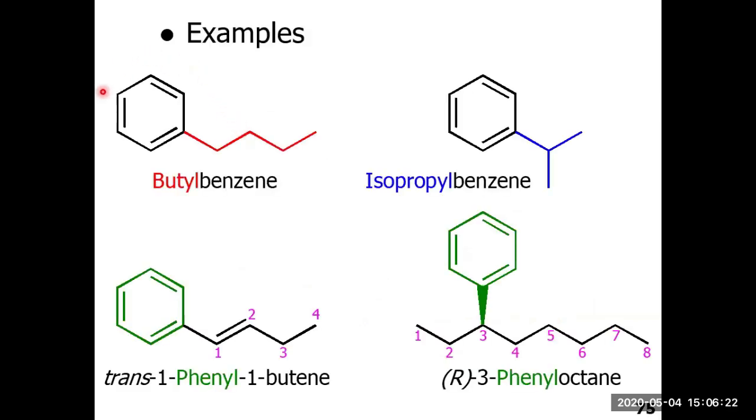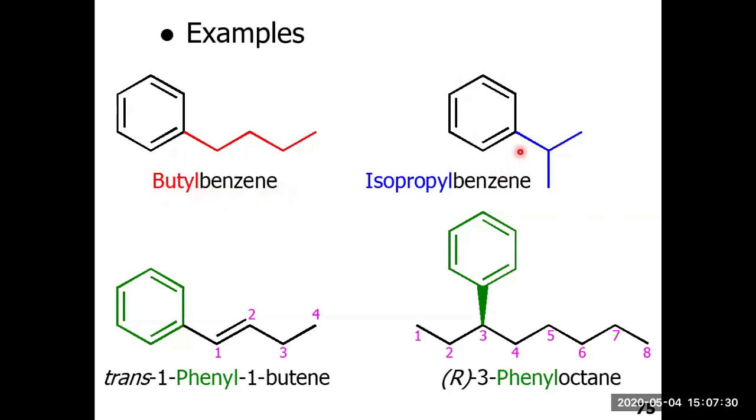All right, so let's consider the first example. So we have here a benzene ring and a substituent that has 4 carbons. And since the ring has more carbons as compared to the substituent, then this molecule is named as an alkyl substituted benzene. Or in other words, this is named as butyl benzene.